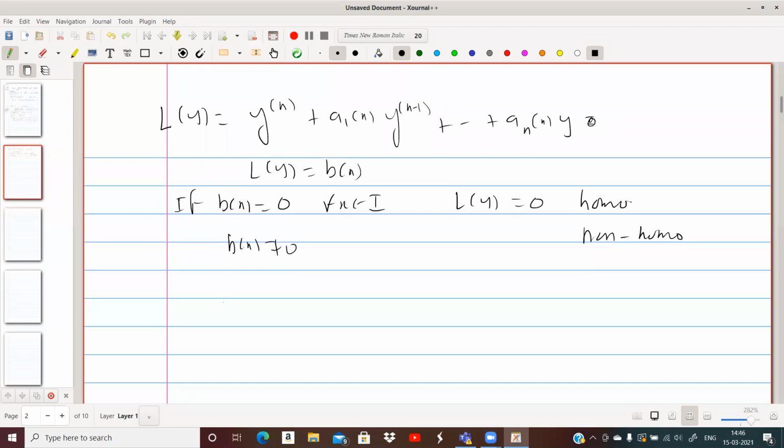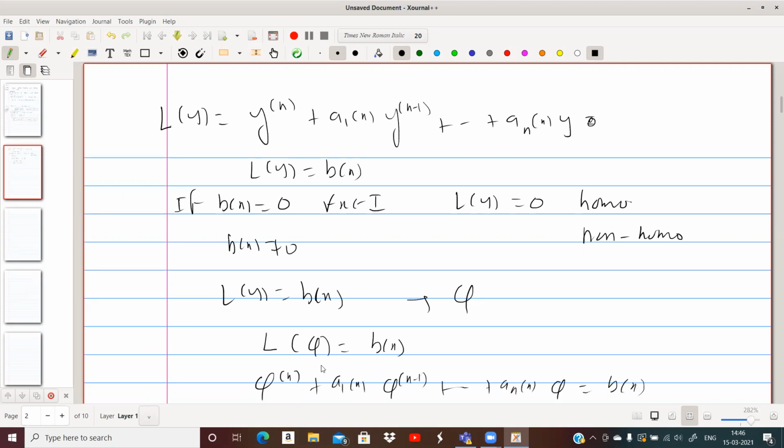Now what do you mean by a solution of this? The solution of this differential equation is phi. What it means is that L at phi becomes B of x. That means there exists a function phi which satisfies this. Satisfies this means what? Just in place of y, you have to put phi. So phi's nth derivative, a1 x, phi's (n minus 1)th derivative, and so on, an x phi, which is going to become B of x. So in that case, you can call phi a solution. The function phi which satisfies this is called the solution of that differential equation.